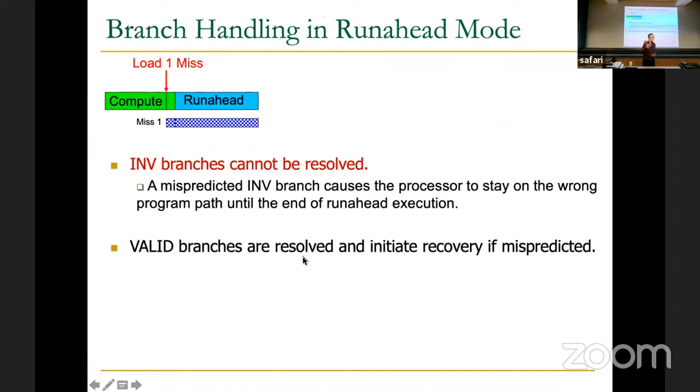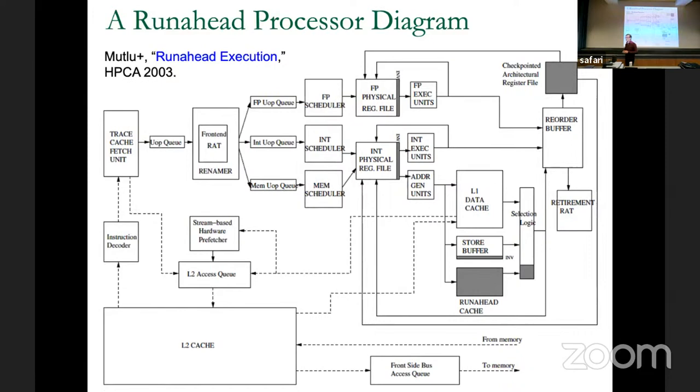Okay, so it's basically very similar to the execution that you would do in normal processing mode, except it's purely speculative and it distinguishes between these values that are available versus not available and treats them separately. And this is a run-ahead processor diagram loosely based on the Pentium 4 processor at the time, but I will not talk about it.